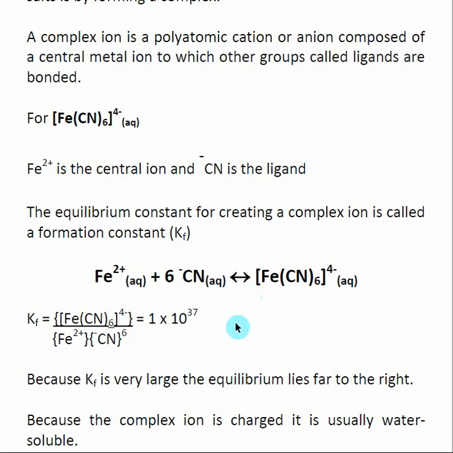And you can see that K sub f is very large. So that means this equilibrium lies very far to the right. So if we put cyanide in solution with Fe2+, it is going to preferably form this complex ion. And we're going to utilize this fact to help insoluble salts that contain Fe2+ to go into solution. And that's what we're going to take a look at right now.